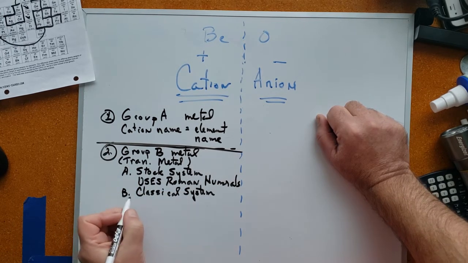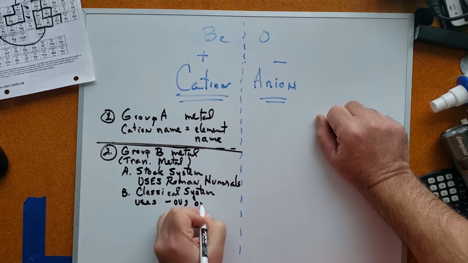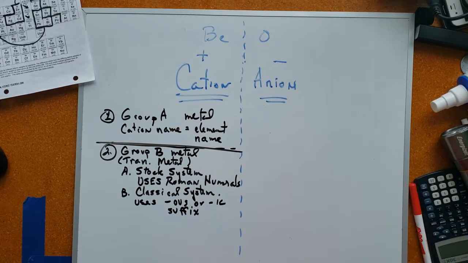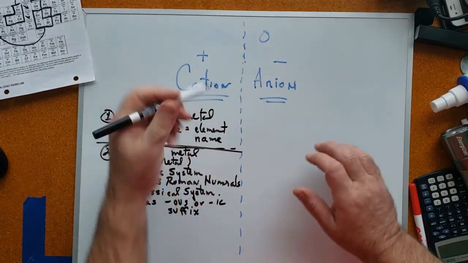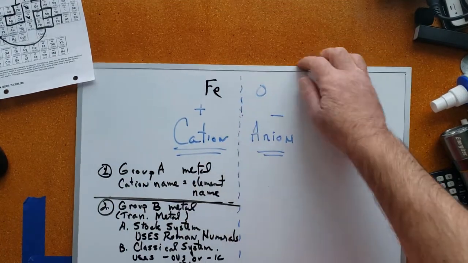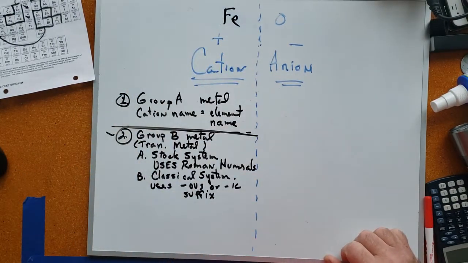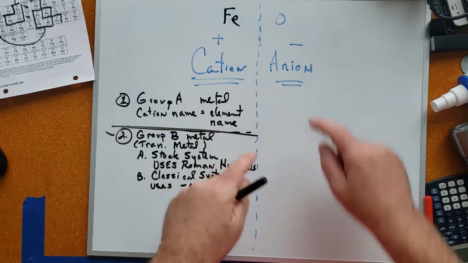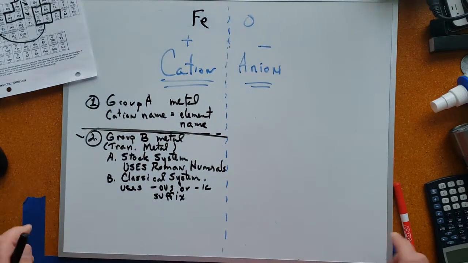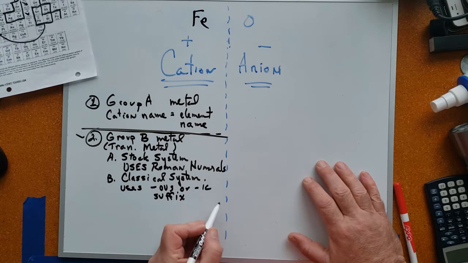All right. The classical system uses an OUS or an IC suffix on the name of the ions. For example, if this happened to be FeO, well, Fe, as it turns out, is part of the group B metals. So I would have to call that either iron 2 oxide, right, the O's oxide, either iron 2 oxide or iron 3 oxide. Now, I'm not going to get into detail about how we do that right here. We'll do a few examples.